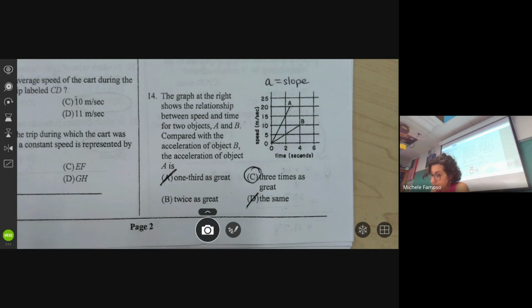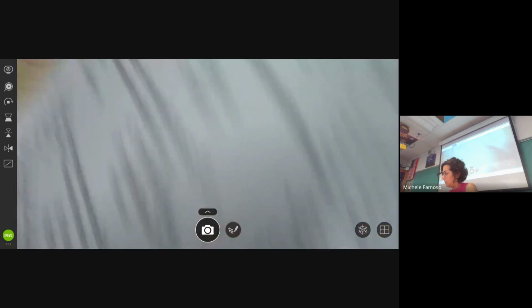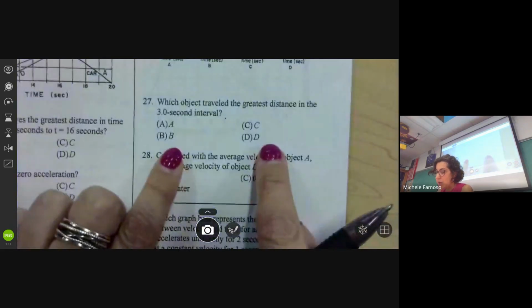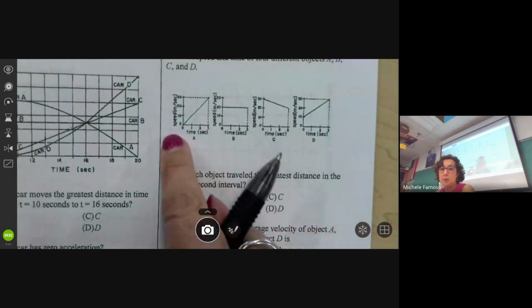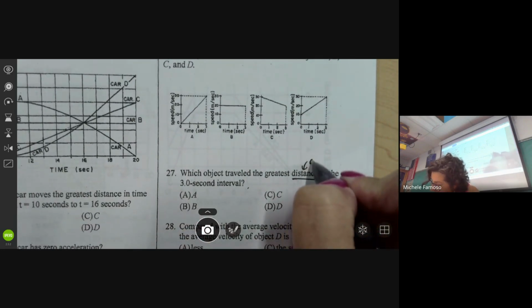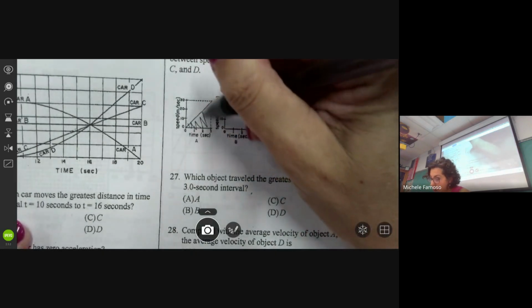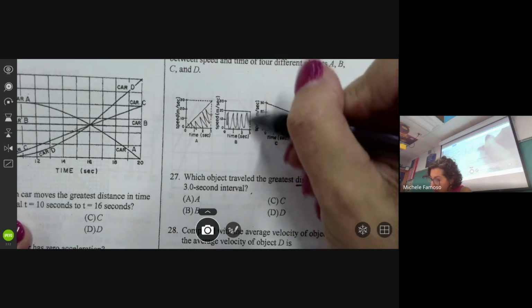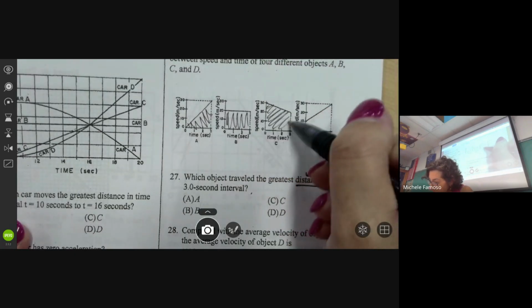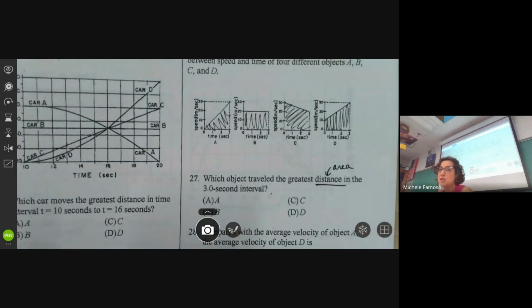Gianna. Number 27 on page 37. Yep. All right, which object travels the greatest distance? And we have these 4 speed time graphs to look at. Distance is the area. I don't actually have to calculate areas. What I'm going to do is shade them in, and I'm going to look for the biggest shaded shape. There's one. There's another. There's another one. And there's another one. Which one is the biggest shape?